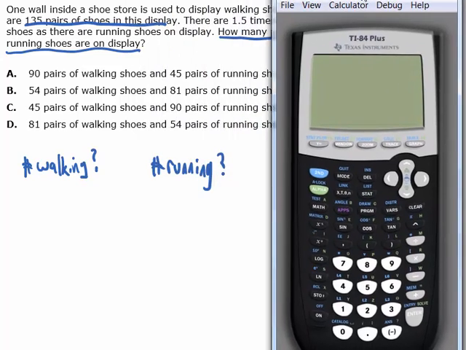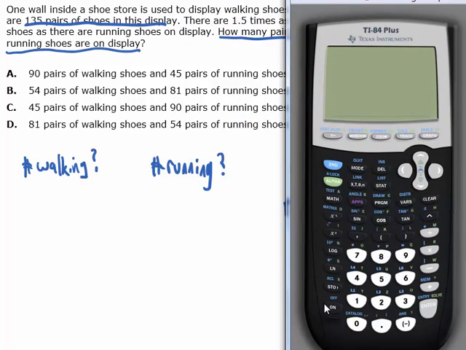So here we go. I've got my calculator on. I'm going to clear that screen and let's do 90 plus 45. So 90 walking plus 45 running. Yep, that's 135. So A may be it, may not be it. Let's try B: 54 plus 81. Okay, that's 135. Let's try C: 45 plus 90. Yep, that's 135. And D: 81 plus 54. And that's 135 as well. So that first bit of information really doesn't help us much at all.